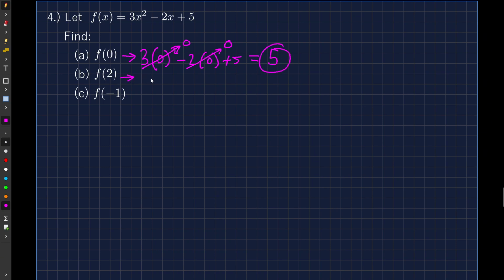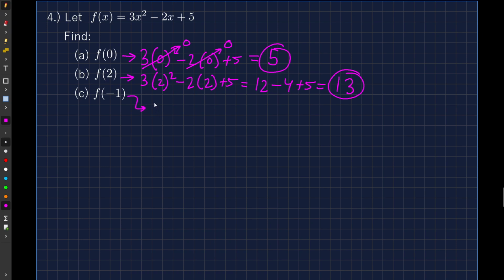Moving on to part B, if we plug in 2 for x, we can write out the equation as so. Now 3 times 2 squared, that is 12, minus 2 times 2, which is 4, plus 5. We can pretty easily do this in our heads, right? So we can find that this will be equal to 13. If we follow the PEMDAS rule, 12 minus 4 plus 5, pretty simple, right?